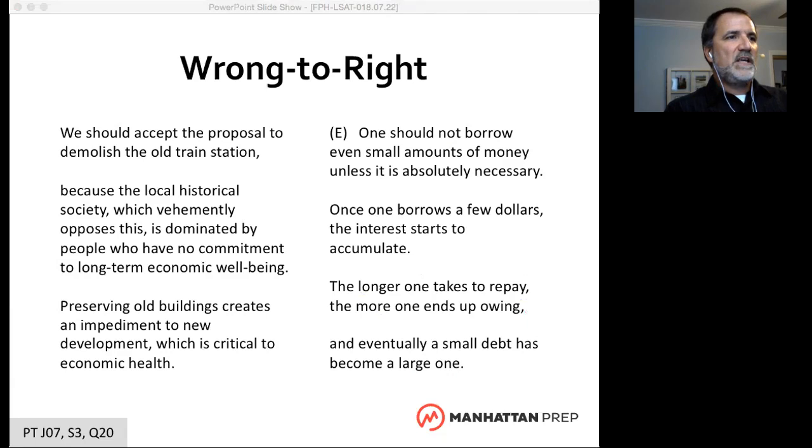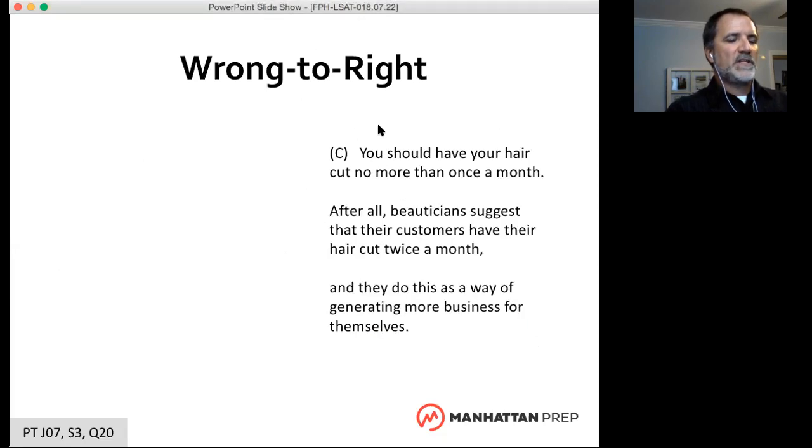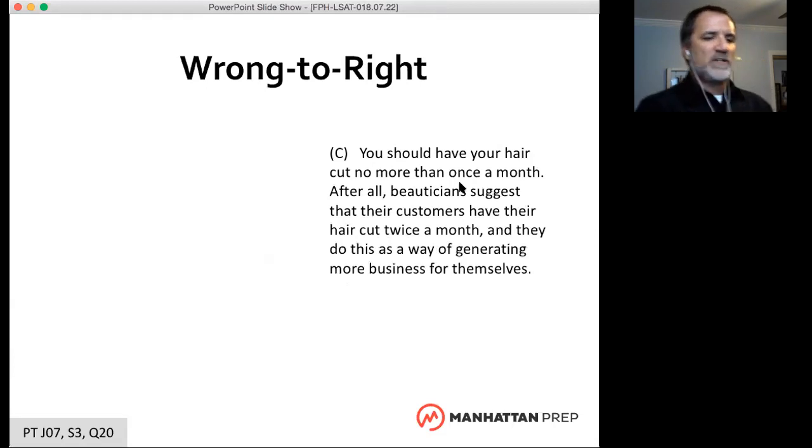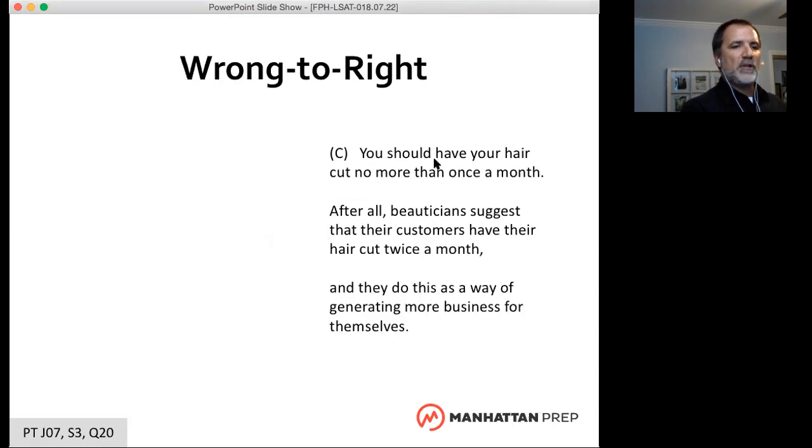answer choice C here, I'll show you an example. So again, answer choice C, we want to start by looking at this answer choice, and don't just try to read the whole thing and absorb it all in your head. Read each statement one at a time and think about it. You should have your hair cut no more than once a month. That sounds like maybe a claim. There's a should in there, right?